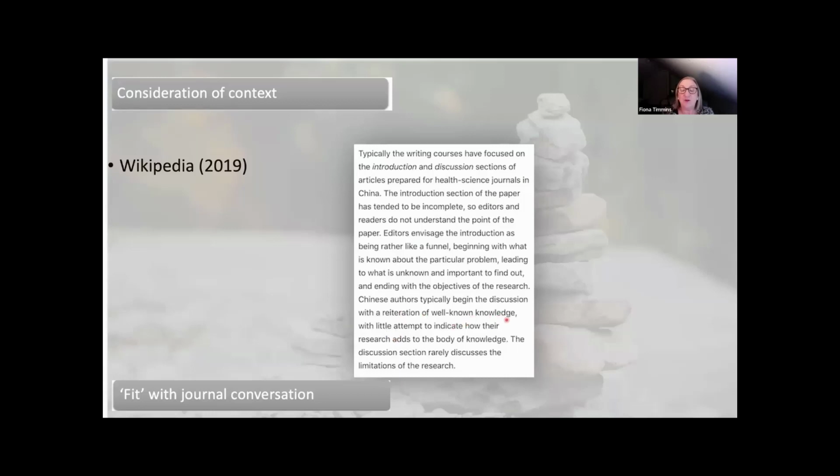Okay, if you want to say well-known facts, well, where does your work fit into that? Where's the funnel? What's the problem? Why are you writing? Why are you researching this? What do you need to know? What's your research question? Why are you doing this?